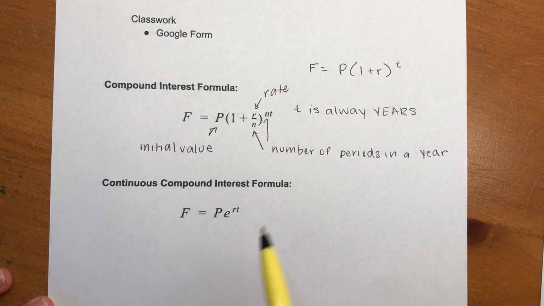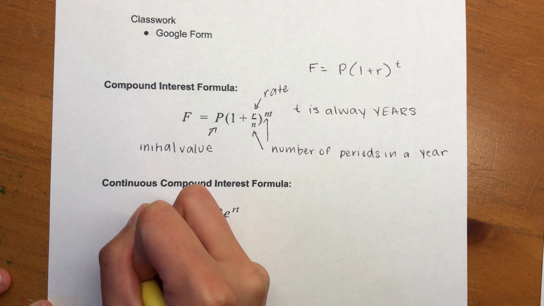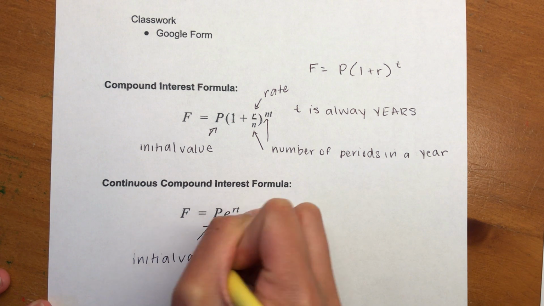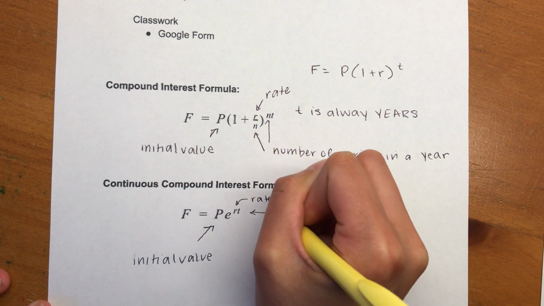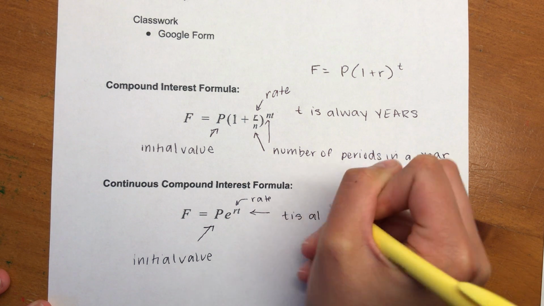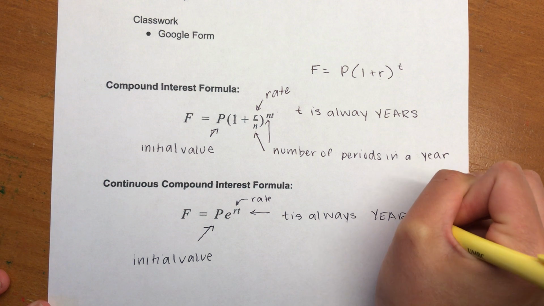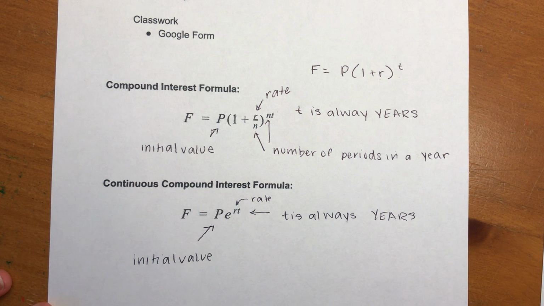Our other new formula is the PERT formula, or continuous compound interest. Again, P is still the initial value, and R is still the rate. And T is always going to be in years. Again, okay? So everything we're doing with compound interest has years as our T value.